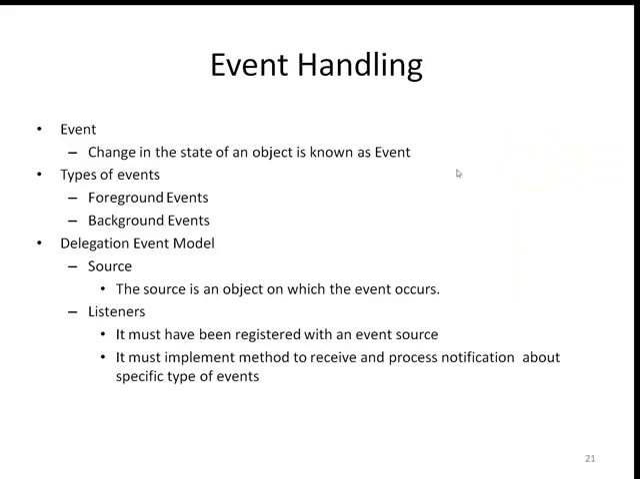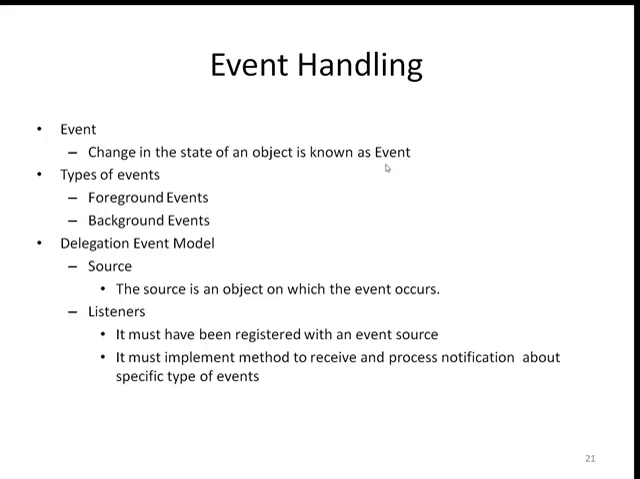Event handling. Event handling is a mechanism that controls the event and decides what should happen if an event occurs. First, we have to understand what an event is. A change in the state of an object is known as an event. For example, when you press a button in your program, the state of the button changes from unclicked to clicked. This change in the state of our button is called an event. Events are generated based on how you interact with the GUI. For example, entering some text through the keyboard, moving your cursor, scrolling, etc.